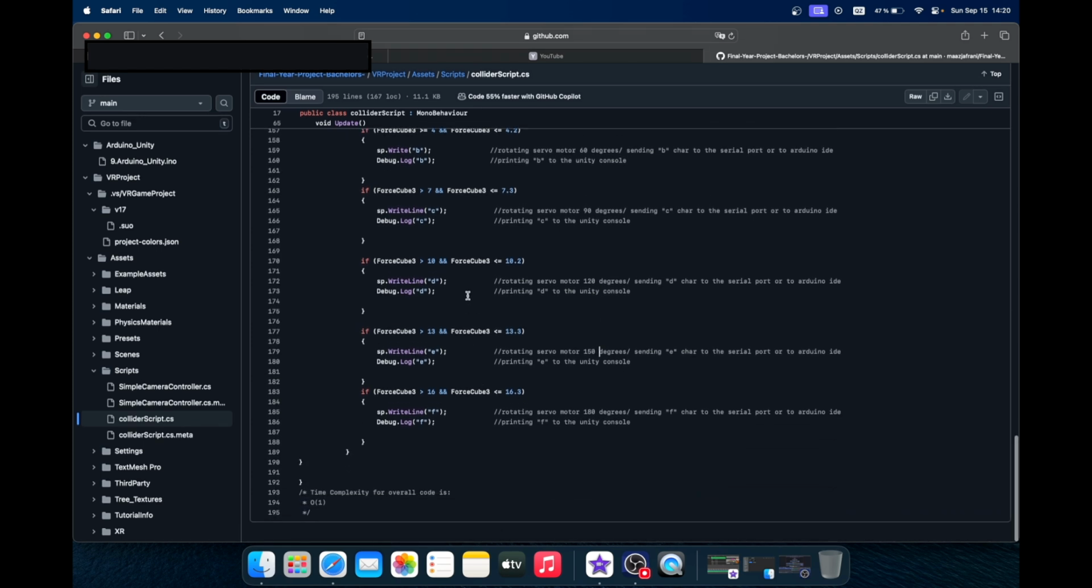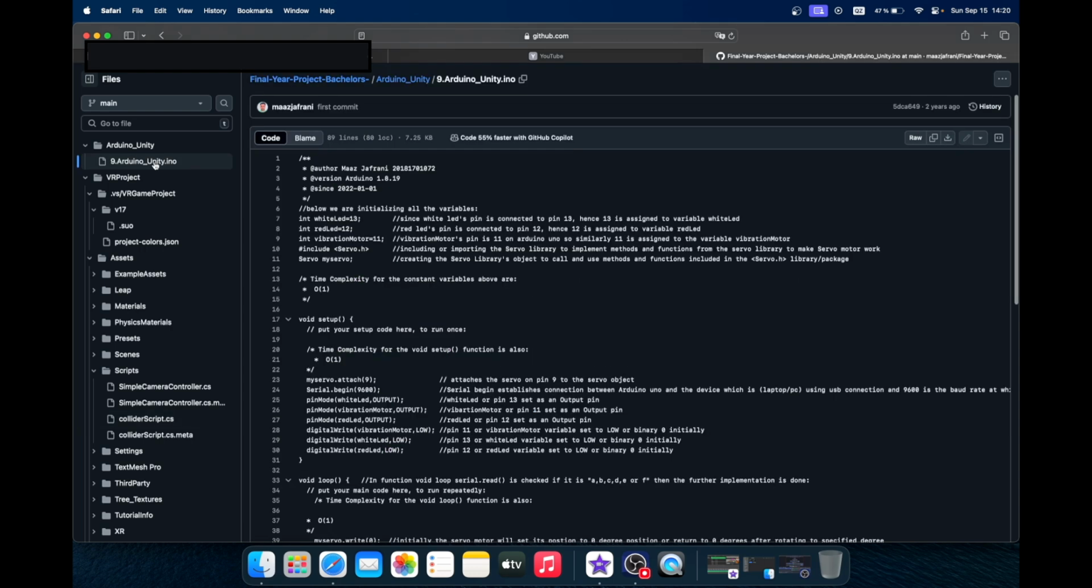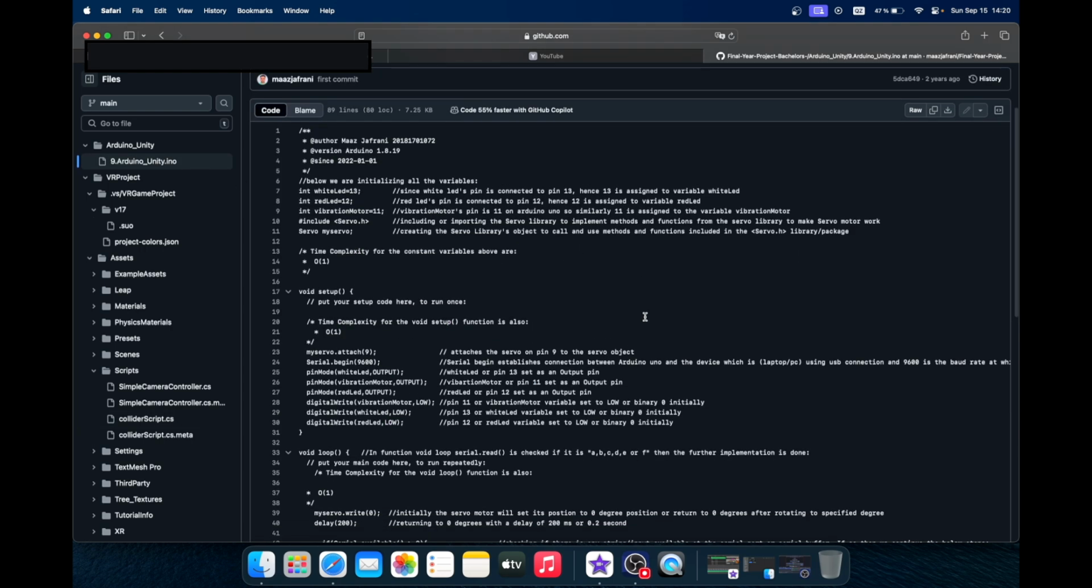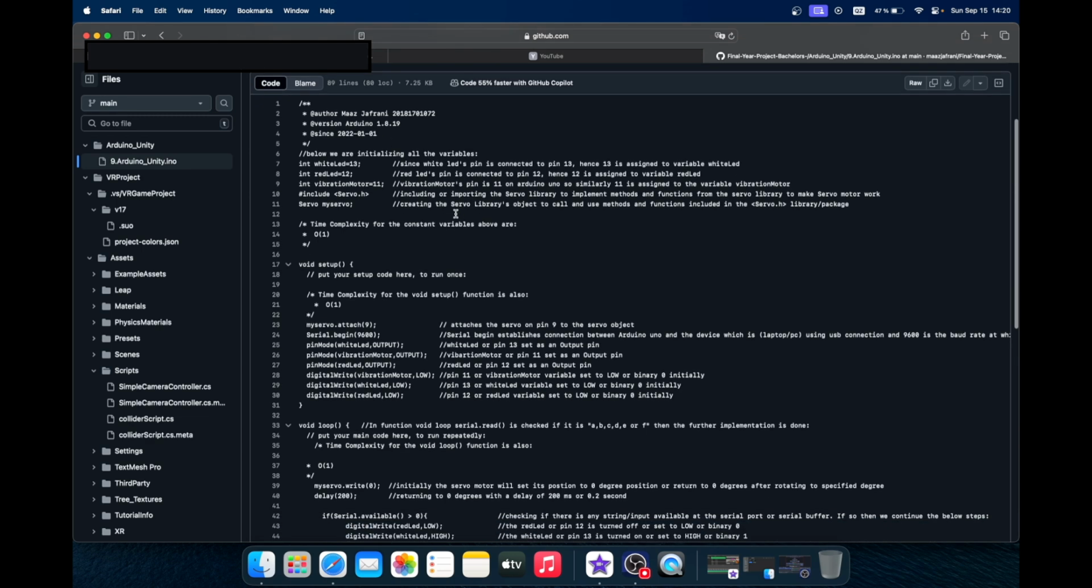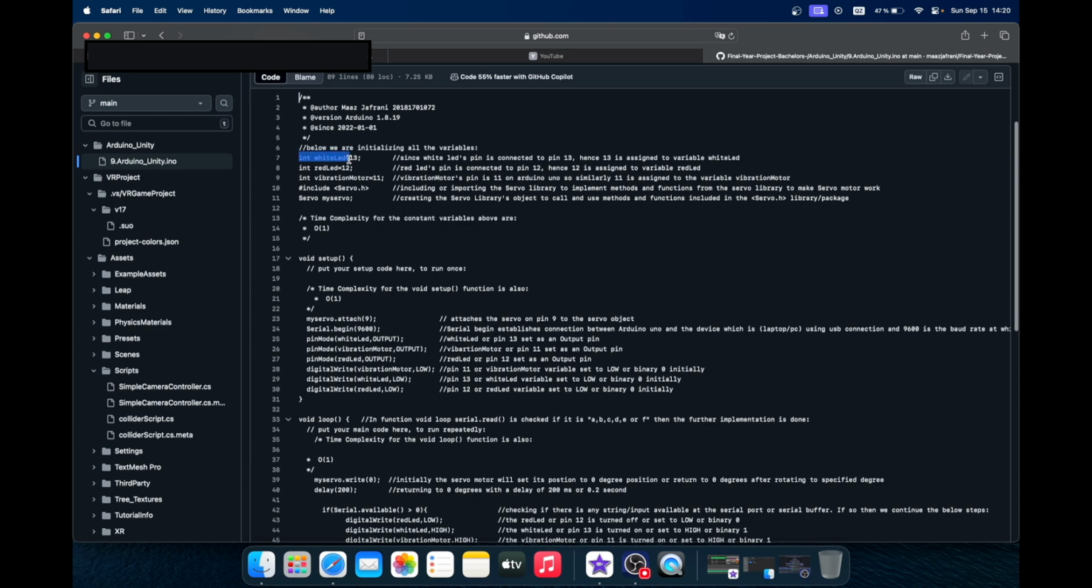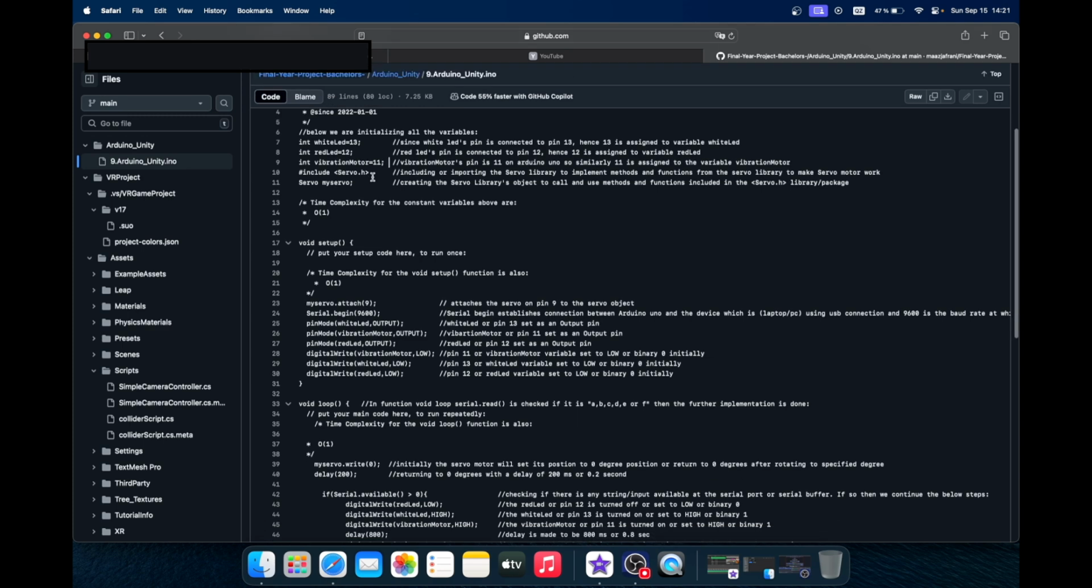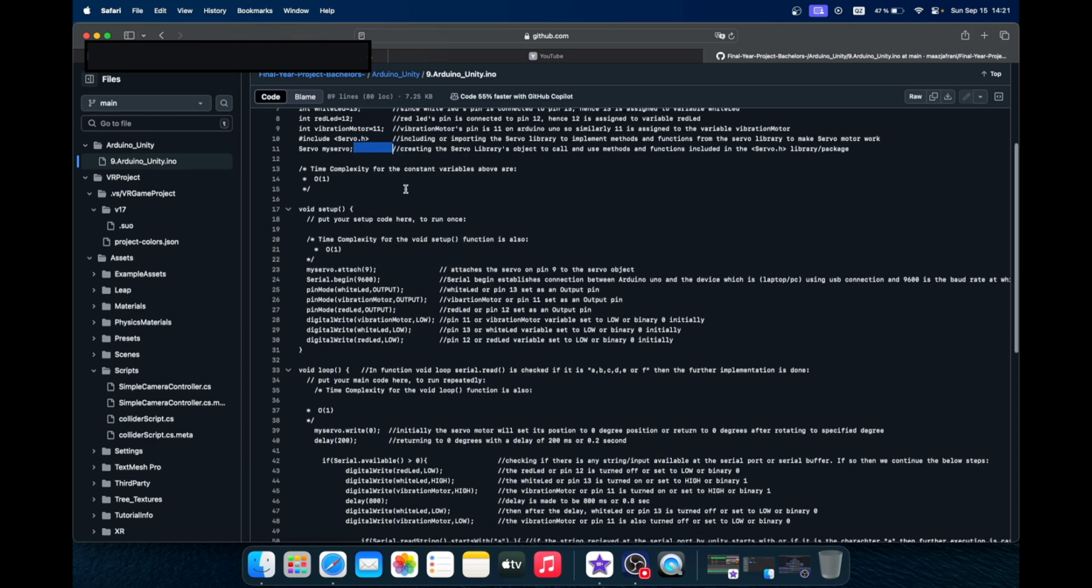So basically we are sending these characters to the serial port, so that the Arduino could detect it and can then make the servo motor, the vibration motor, and the LED which are connected work. Then this was the Arduino file which was receiving all the characters. Over here you can see that I had a white LED initialized, a red LED initialized, the vibration motor was initialized to a particular pin, and then the servo was also initialized over here.